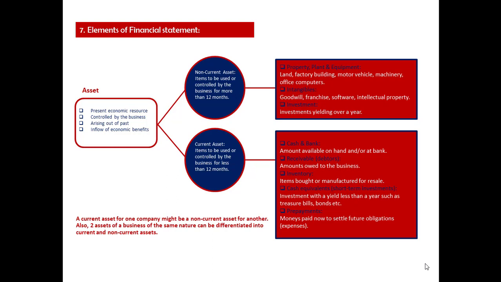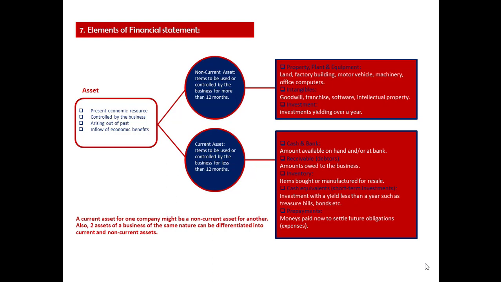It is controlled by the business because it is the business that determines how it is used to generate this benefit. It arises out of past events, maybe because the asset was bought, or it was gifted to the company, or it was leased, or it was contributed by the shareholders or the owners. That is why the asset is in the business. Due to those circumstances, the asset is in the business. Then the business has the potential of bringing in economic benefit.